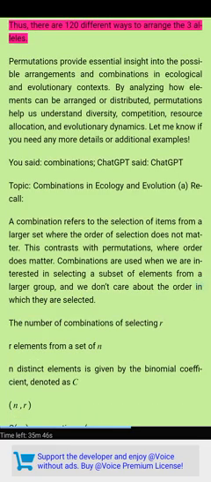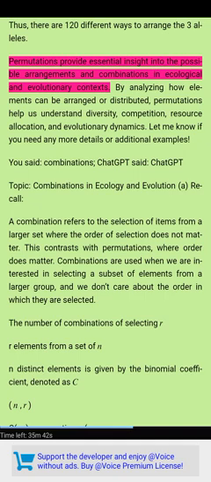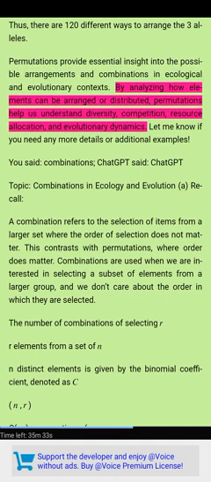Thus, there are 120 different ways to arrange the 3 alleles. Permutations provide essential insight into the possible arrangements and combinations in ecological and evolutionary contexts. By analyzing how elements can be arranged or distributed, permutations help us understand diversity, competition, resource allocation, and evolutionary dynamics.